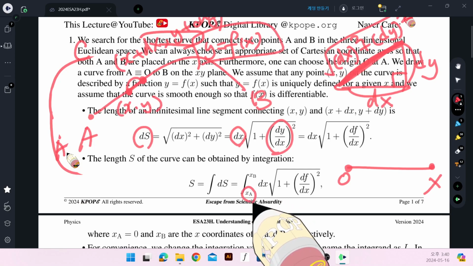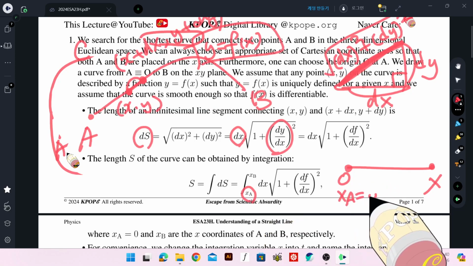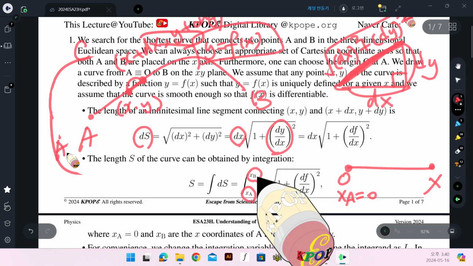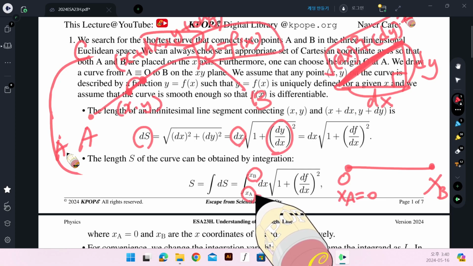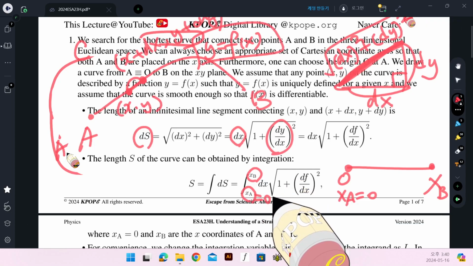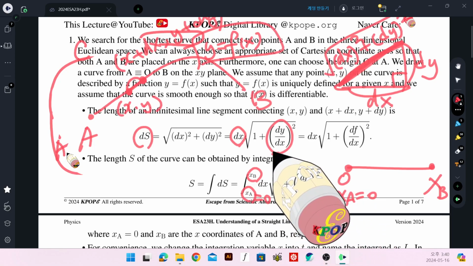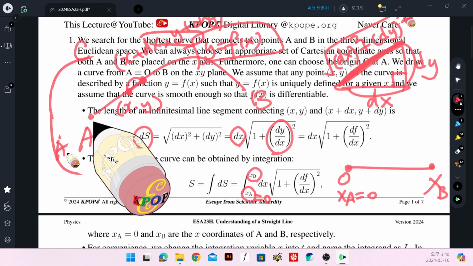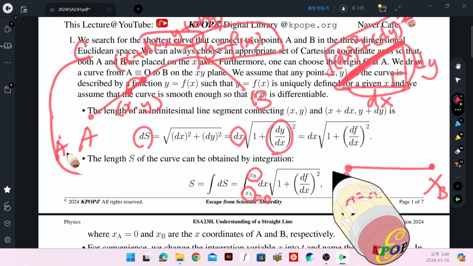So the initial position xa is actually 0. The final value is xb. From 0 to xb, we must integrate the square root of 1 plus the derivative of this curve squared. All right.